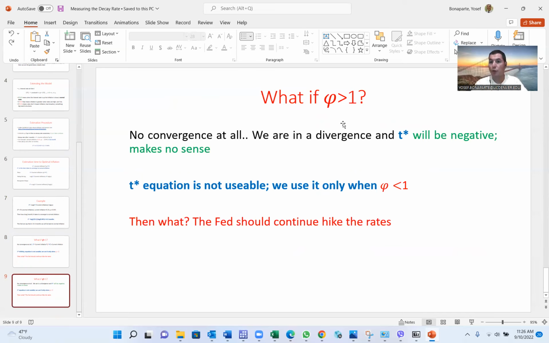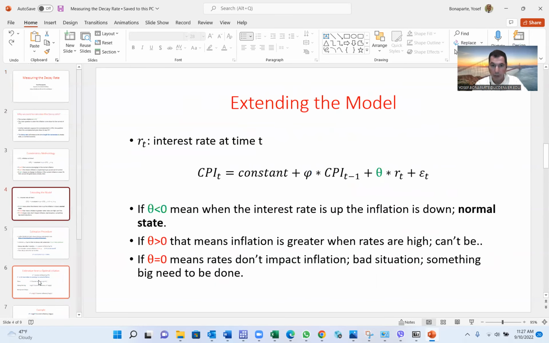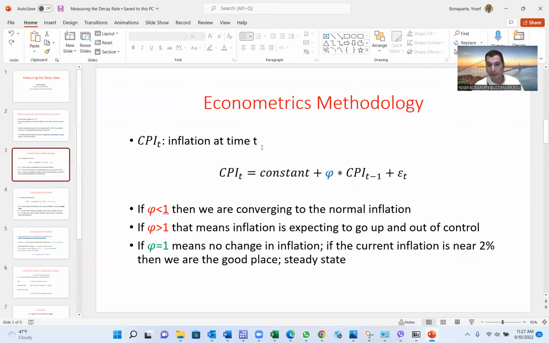When phi is greater than 1 or phi equals 1, then the Federal Reserve has to raise the interest rate. Then what? The Fed should continue to hike the rates. So let me go back to the theory, and then we're going to go to the empirical. The Federal Reserve says, wait a second, the inflation is now 9.1. I want to go back to 2%. How to do that? How long is it going to take us to go back to inflation of 2%?